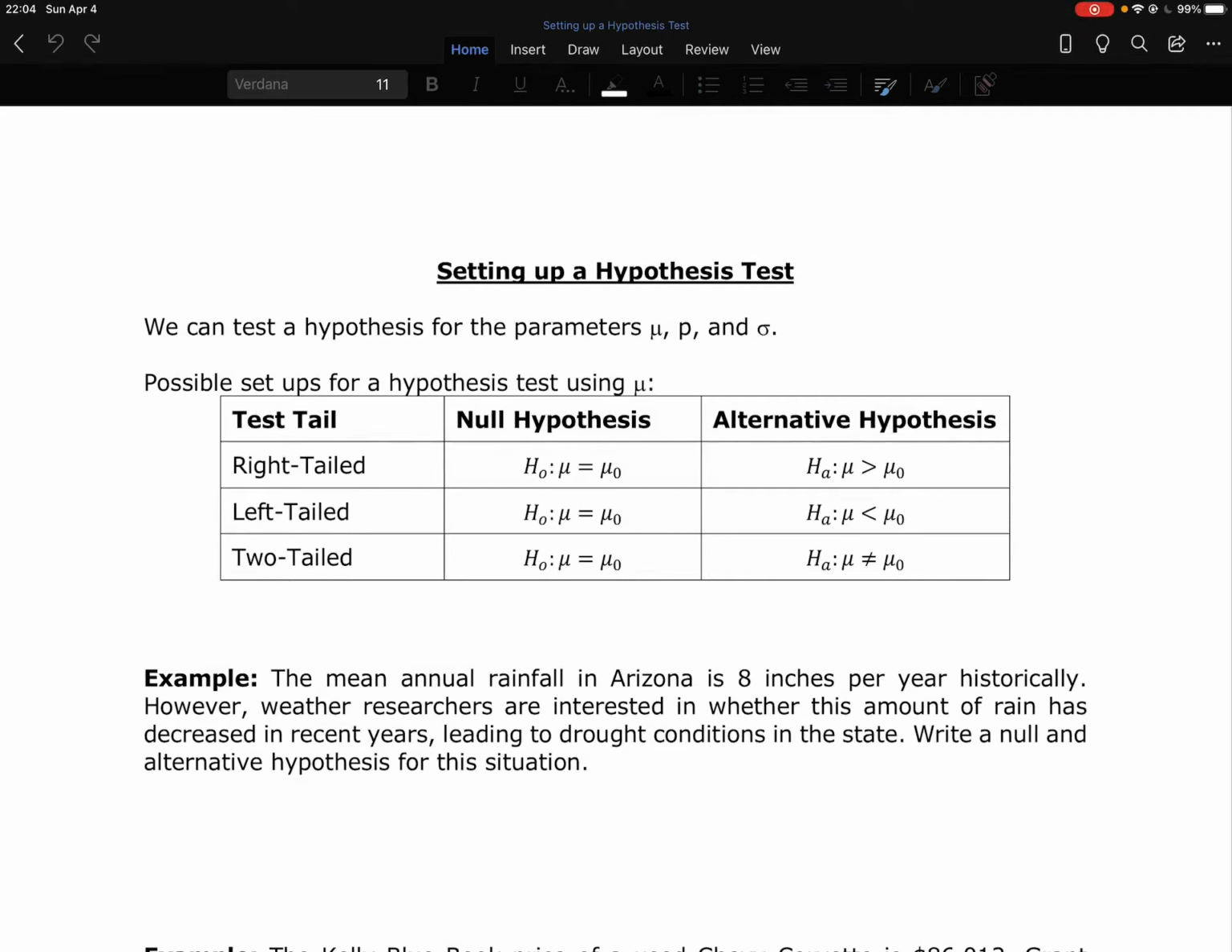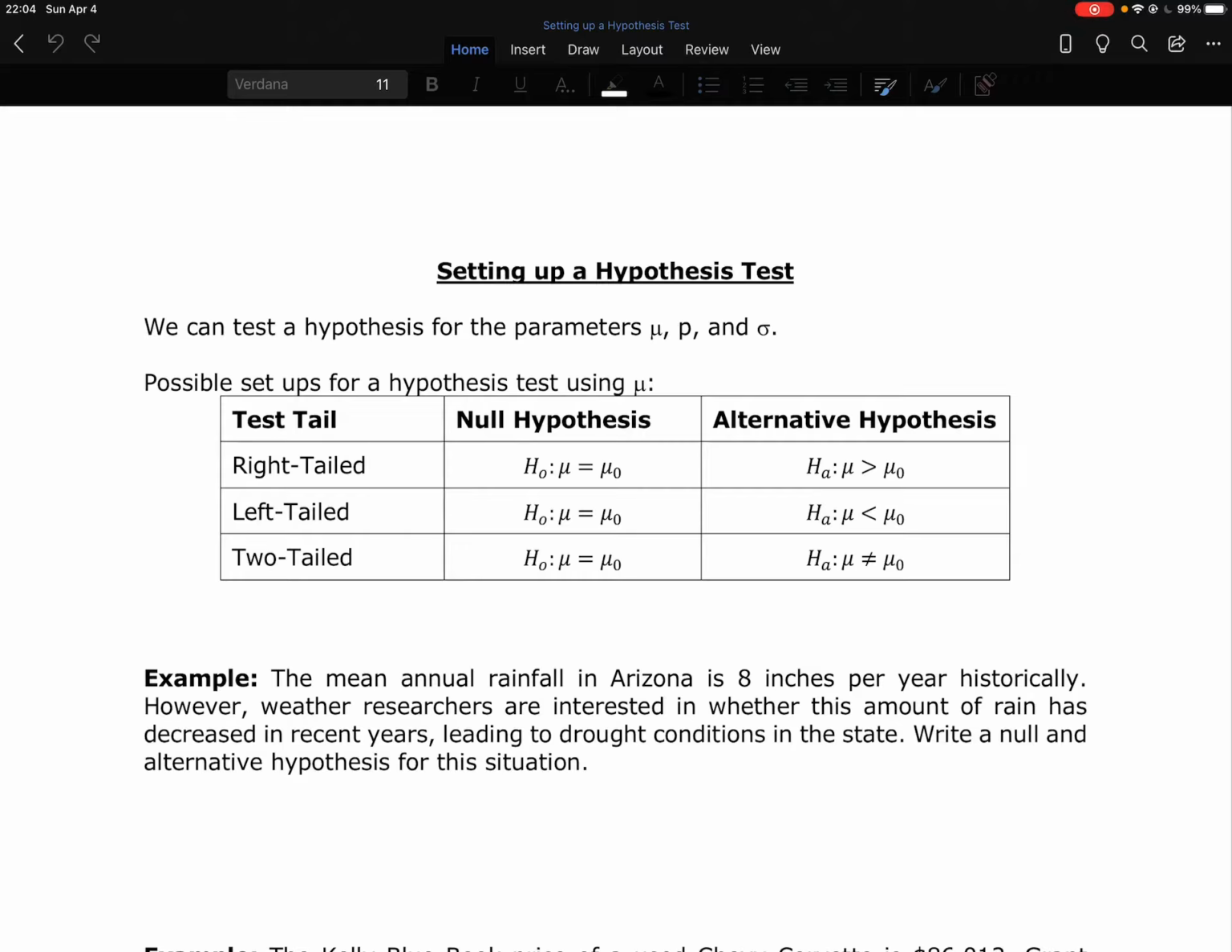Okay, now we're going to look at how to set up a hypothesis test. So we talked about what it is to do a hypothesis test. Now we're going to look at how to set up those two claims. Claim 1, the null hypothesis, and claim 2, the alternative hypothesis.